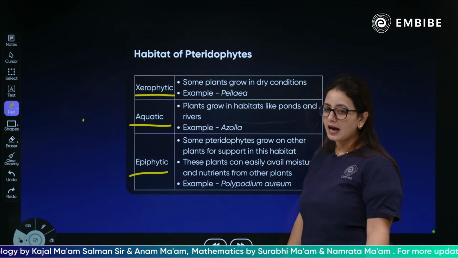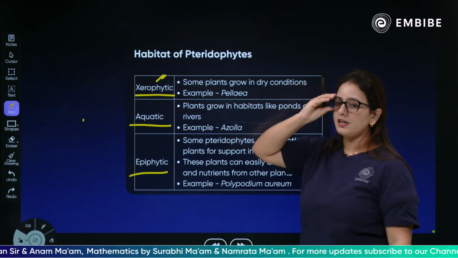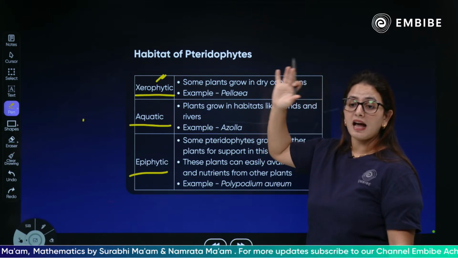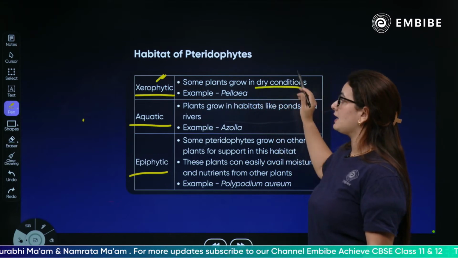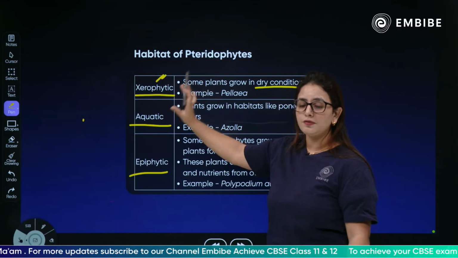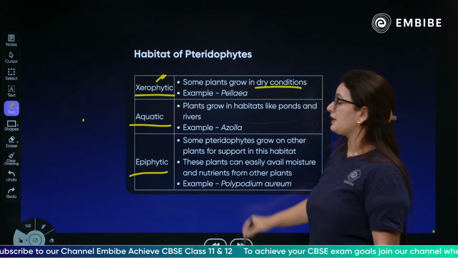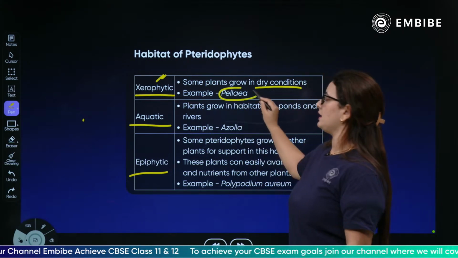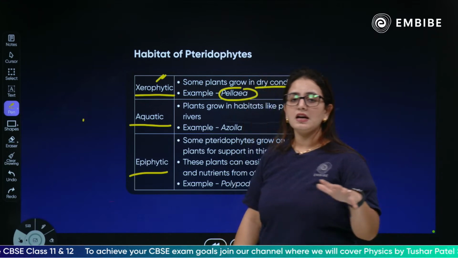The very first is the xerophytic. You know what the xerophytic conditions are? The conditions are extremely dry, desert-like conditions, known as xerophytic conditions. The plant found in such conditions, which has a xerophytic habitat, is known as Pellaea. Yes, these are the pteridophytes found in xerophytic conditions.